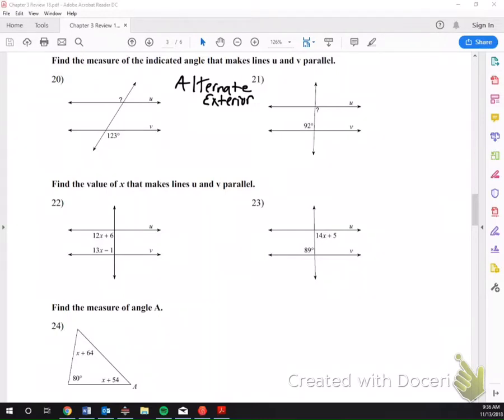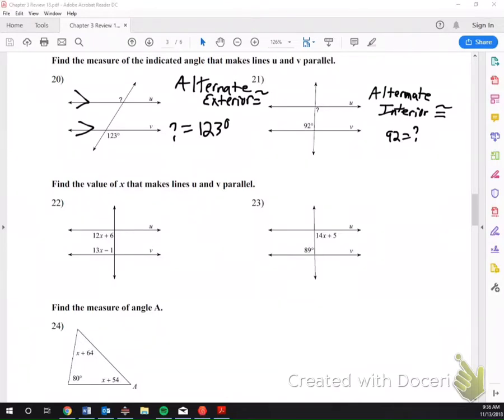So in order for U and V to be parallel, those two angles have to be congruent. So the question mark has to equal 123 degrees. If it was 122.5 degrees, then those two lines would not be parallel. Same general idea for 21, except they're alternate interior angles. Now, again, numbers 22 and 23 just kind of amp up the difficulty a little bit.